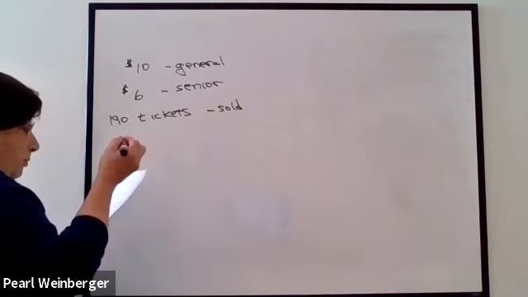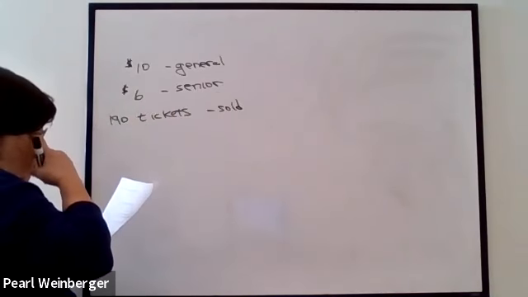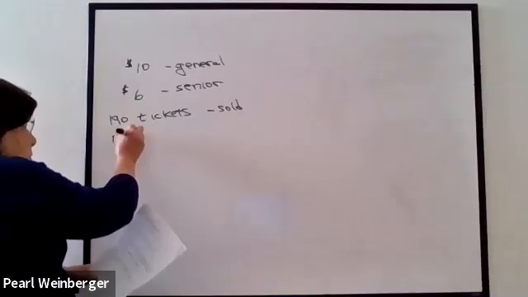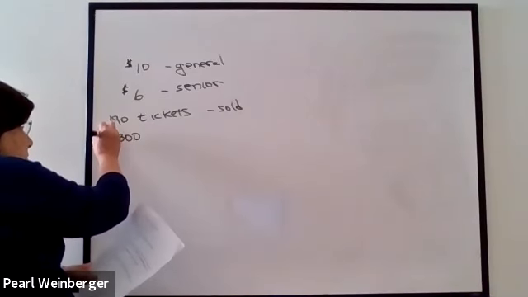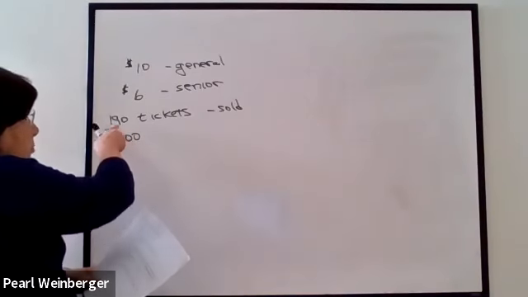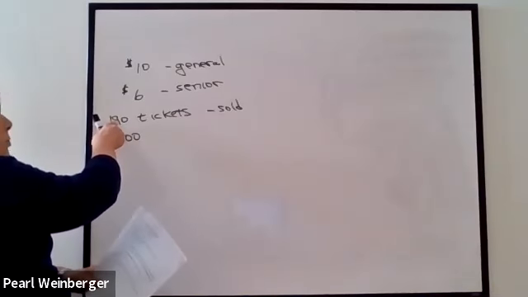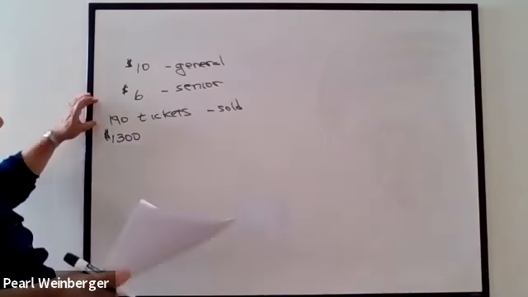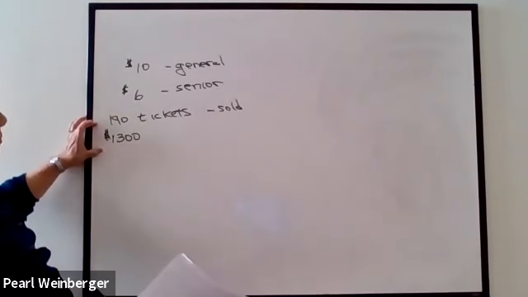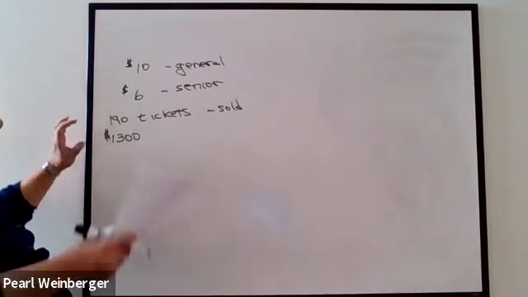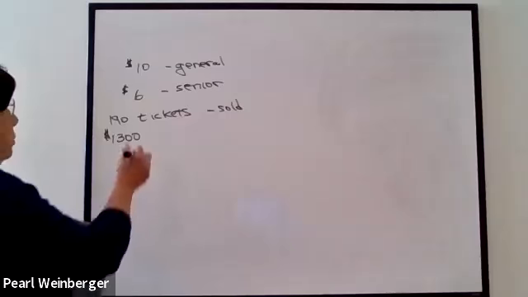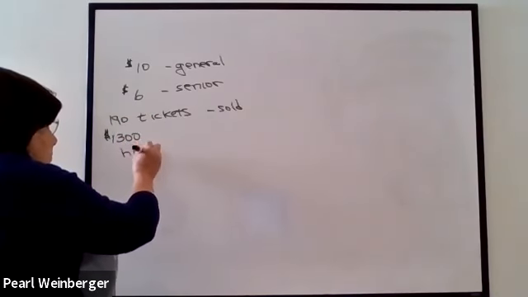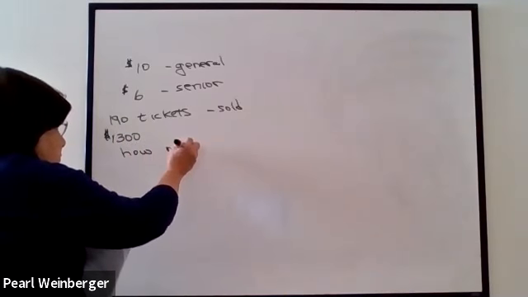And the total amount of money that they got for those tickets was $1,300. This is the total number of tickets, not including their price, just knowing how many tickets there were: 190 tickets. But the amount of money they collected was $1,300, and we want to know how many general admission tickets were sold.